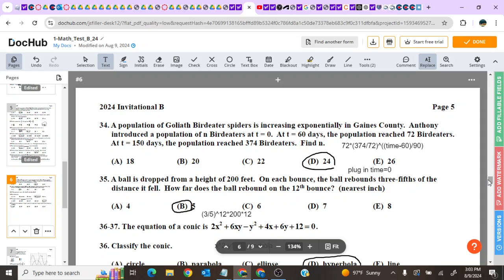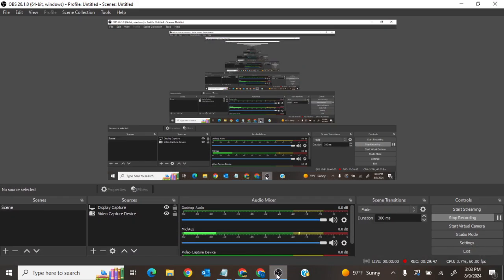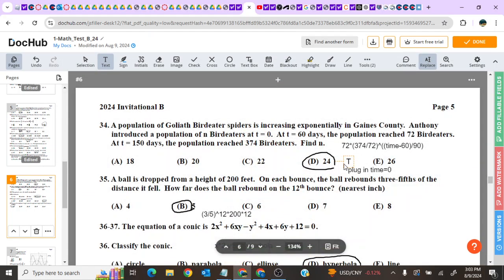34, a population of Goliath bird-eater spiders is increasing exponentially in Guyanese country. Anthony introduced a population of N bird eaters at time equals 0. At time equals 60 it was 72. At time equals 150, population reached 374. Find N. So since it's exponential, the equation has to match a times b powered to something. So in other words, there's an exponent here.